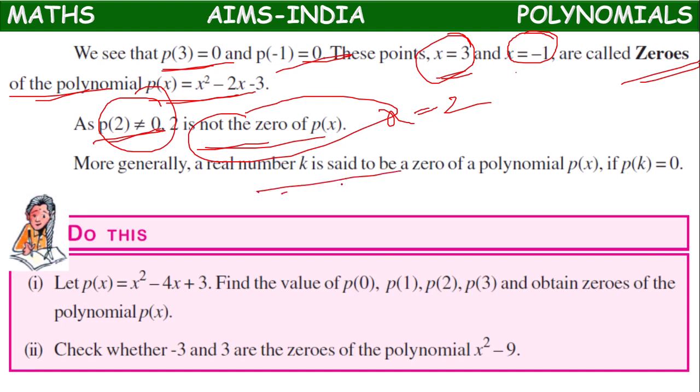So a real number k is said to be a zero of a polynomial if p of k equals 0.